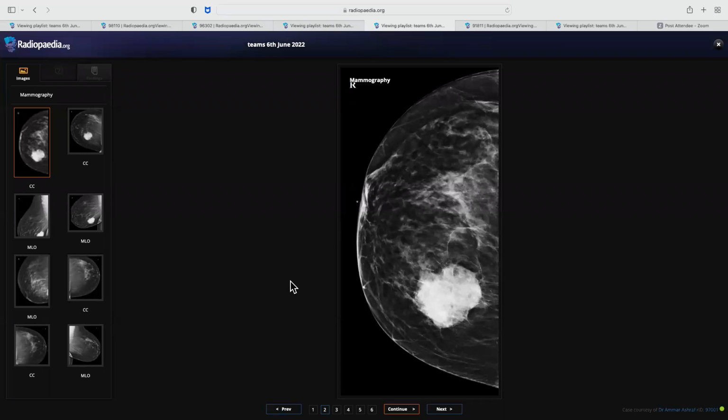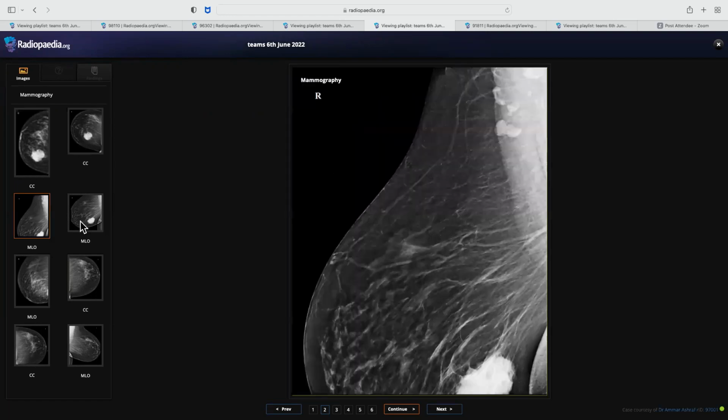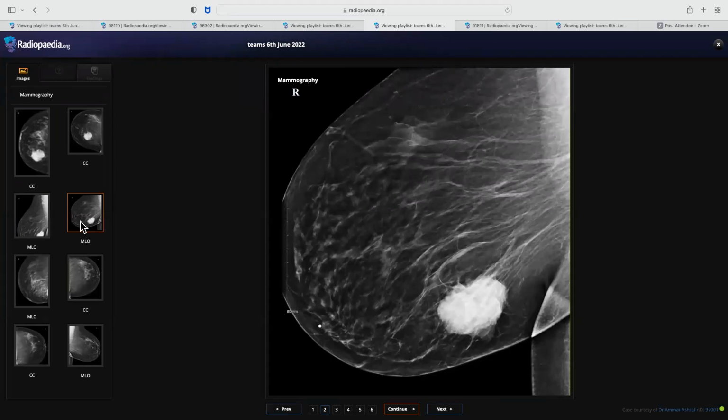Okay, so I'm provided with a craniocaudal view of the right breast. The most striking feature, the right breast is predominantly fatty in consistency, and it's showing a fairly well-defined lobulated density seen in the inner quadrant of the right breast. In my routine practice, I would check it with another MLO view of the same breast. It's showing lobulated contour.